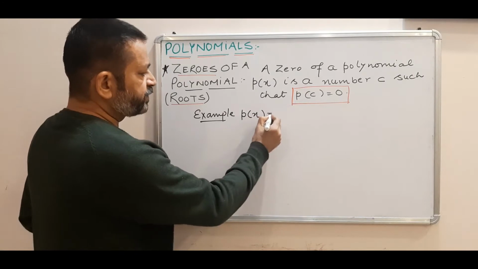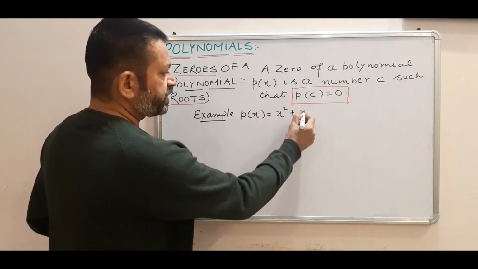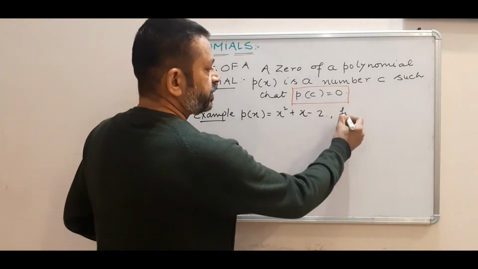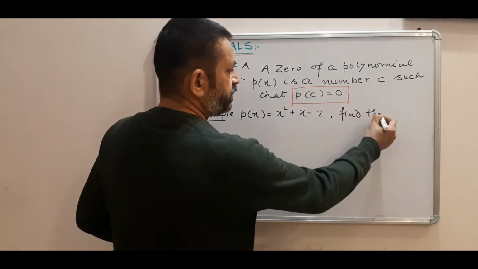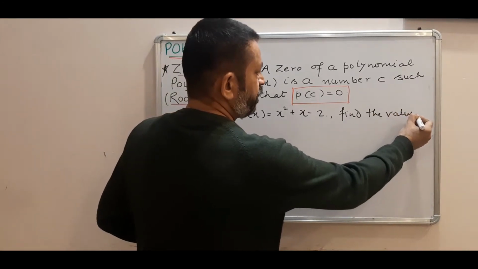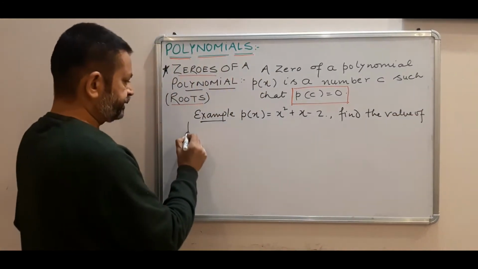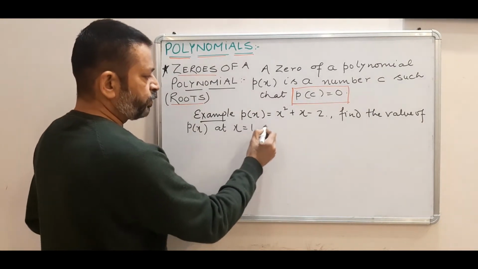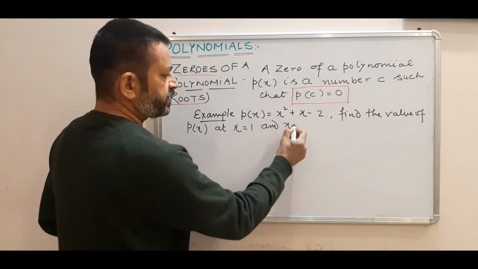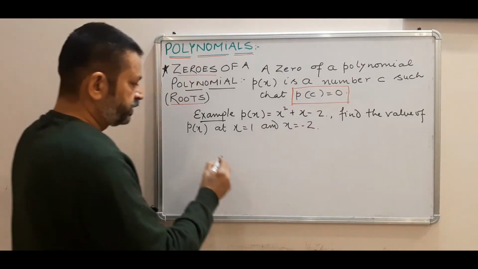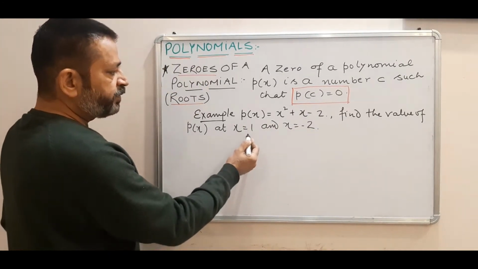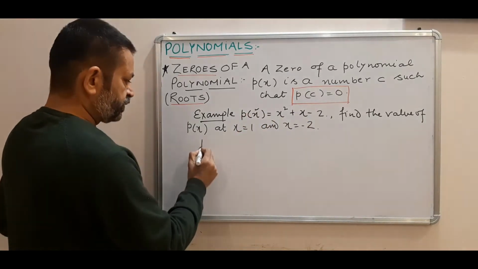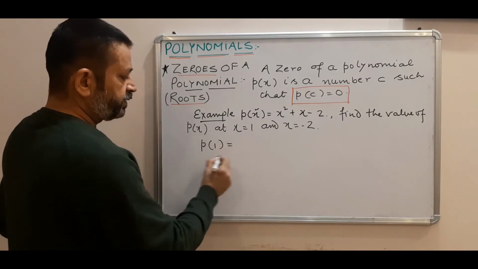Say p(x) is equal to x square plus x minus 2, and the question is to find the value of p(x) at x is equal to 1 and at x is equal to minus 2. So value at x is equal to 1 means in place of x we'll put 1. So first we'll calculate p(1).